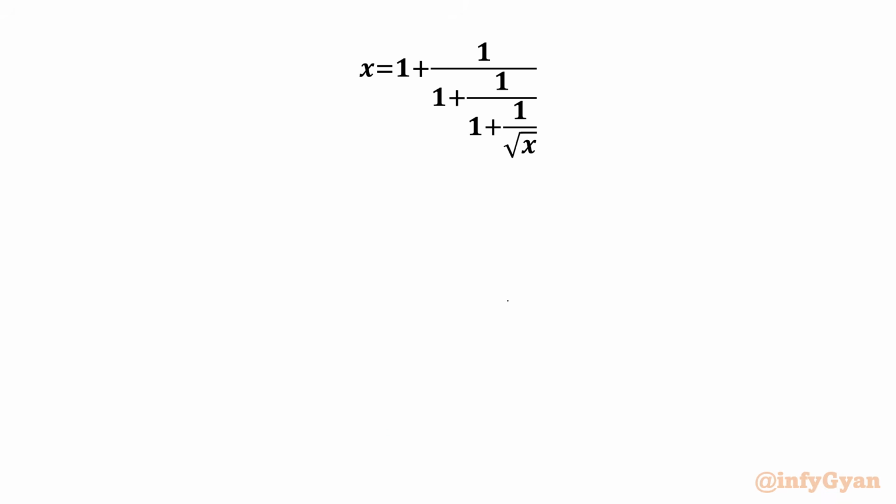Today in this video we are going to solve one very interesting and challenging equation: x equals 1 plus 1 over 1 plus 1 over 1 plus 1 over square root x, for the real values of x. At first glance it looks like a very easy question to solve. We have a continued fraction on the right hand side, and we have a square root x in the denominator with x on the LHS. I want you to pause the video right now and try this equation by yourself first.